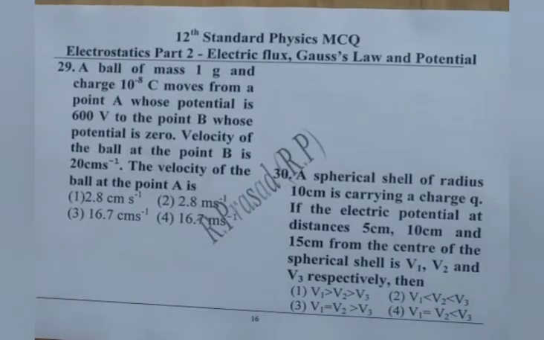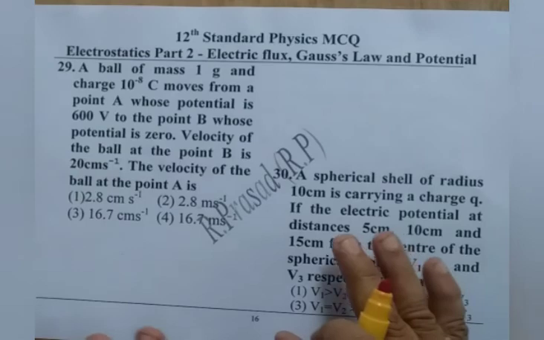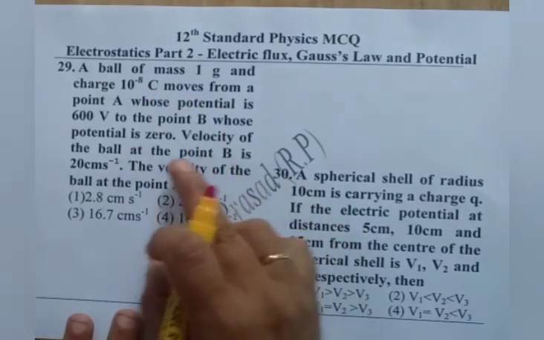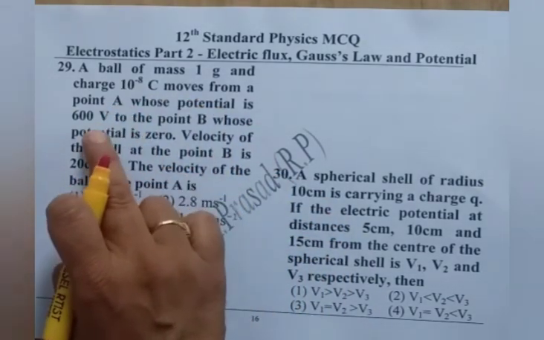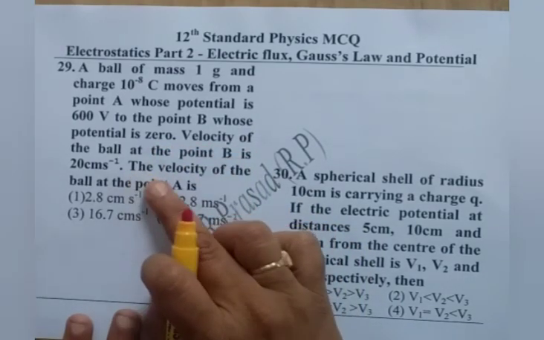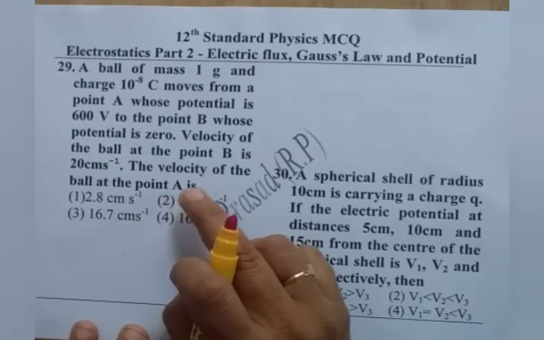We read the 29th question now. A ball of mass 1 gram and charge 10 raised to minus 8 coulomb moves from a point A whose potential is 600 volt to the point B whose potential is 0. Velocity of the ball at the point B is 20 centimeter per second. The velocity of the ball at A. Say here we are given the mass of the ball, charge on the ball, potential difference. Potential at A is 600 volts, potential at B is 0. The velocity of the ball at B is given, the velocity of the ball at A is to be calculated.